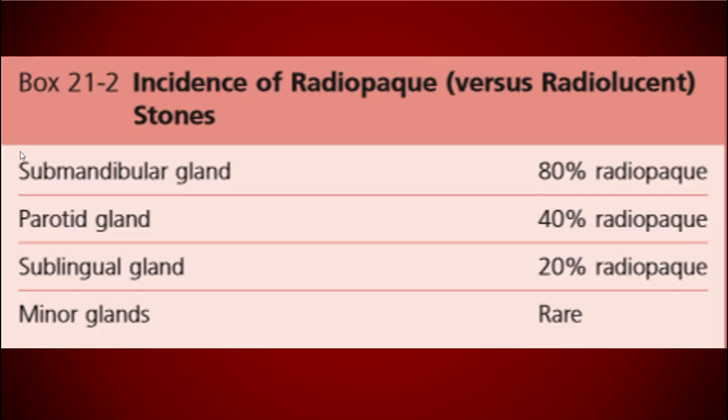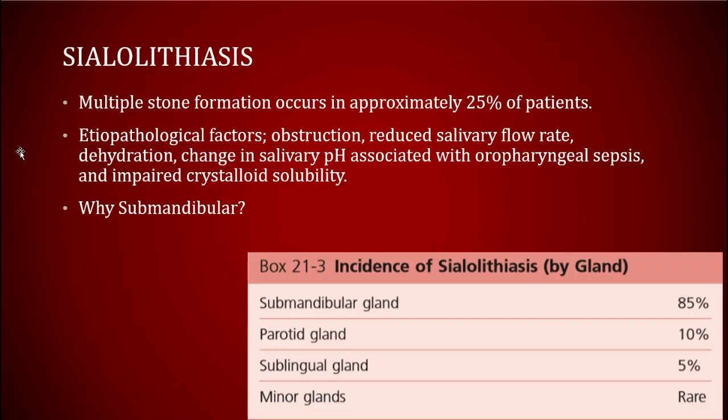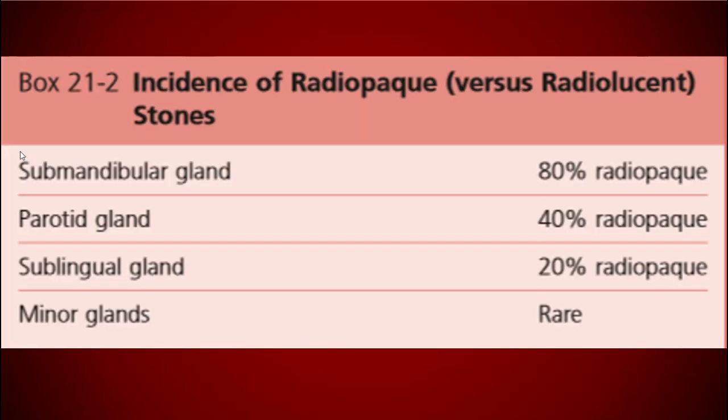Now, radiopaque stones: 80% of the submandibular gland stones are radiopaque. 40% of the parotid gland stones are radiopaque. 20% of the sublingual gland stones are radiopaque. So, for example, about the 10%, we have about 4% radiopaque in the parotid.